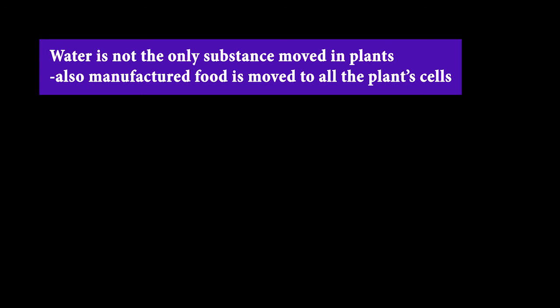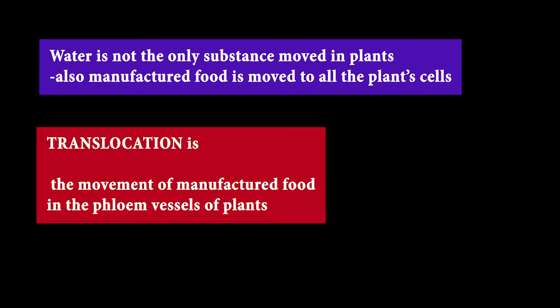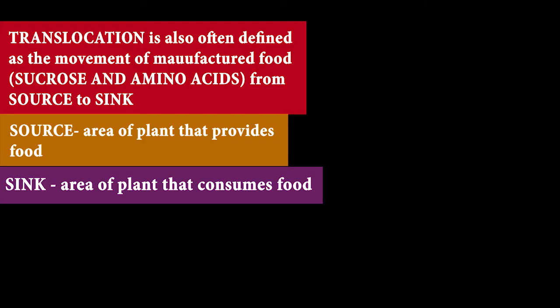Water is not the only material that is moved in plants. Also, manufactured food needs to be moved. That brings us to the concept of translocation. Translocation is the movement of manufactured food in the form of sucrose, amino acids, etc. in the phloem. Translocation ensures food gets to all plant cells in order to provide energy for continual growth and reproduction. Translocation is often defined as the movement of manufactured food from source to sink.